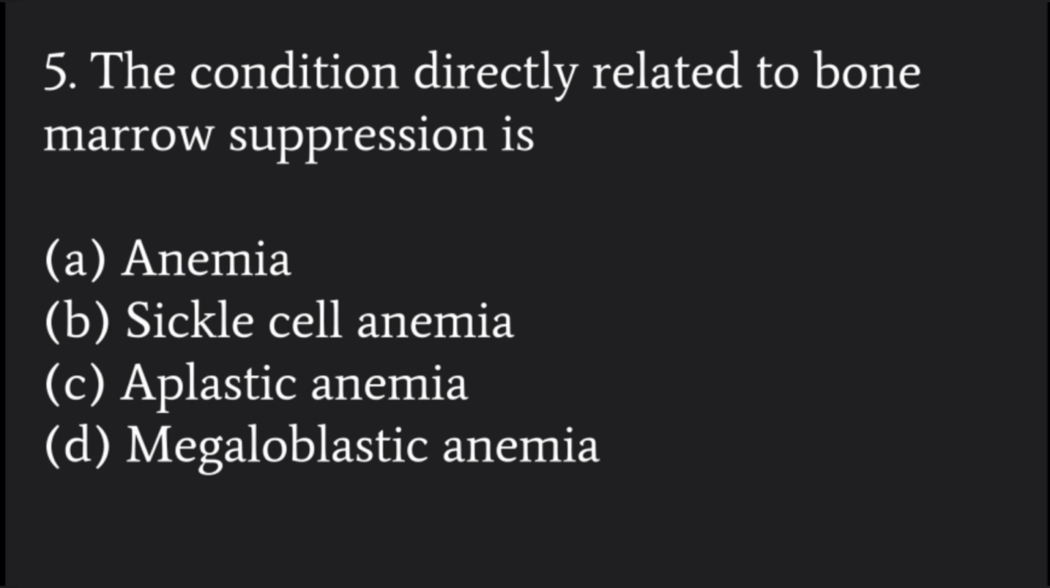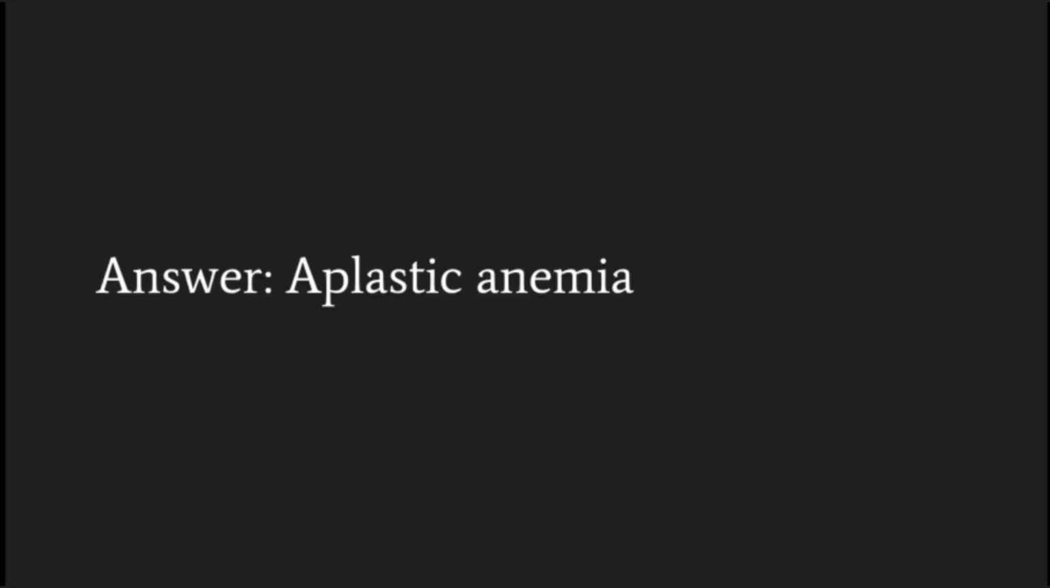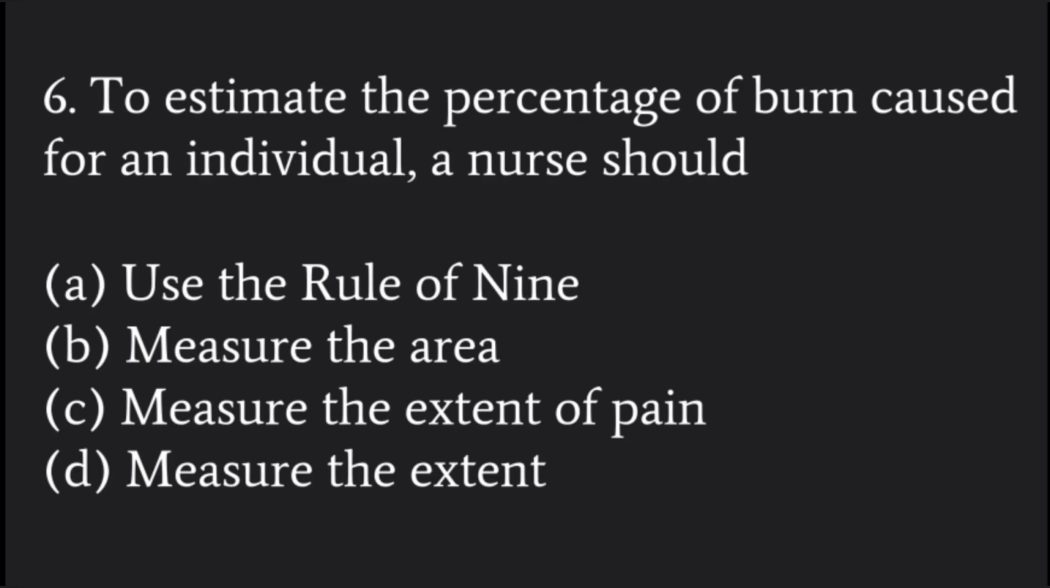The condition directly related to bone marrow suppression is, see, to know the condition which is directly related to bone marrow suppression, what is the condition? So anemia, sickle cell anemia, aplastic anemia, megaloblastic anemia. See, whenever there is bone marrow suppression, it will be aplastic anemia.